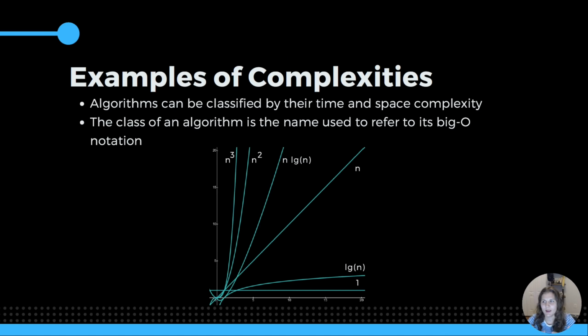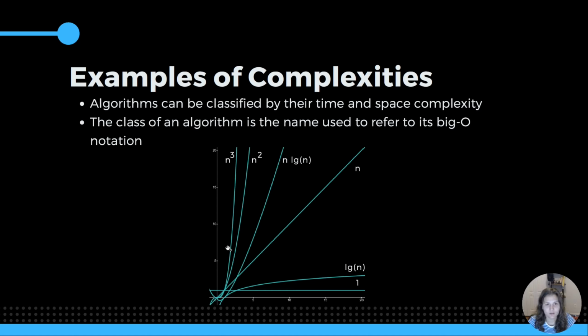So let's look at examples of different types of complexities. Algorithms can be classified by their time and space complexity, and the class of an algorithm is the name used to refer to its big O notation. It's a more convenient way to describe its behavior. So, for example, a linear function is big O of n. The time is increased in direct proportion to the amount of data processed.